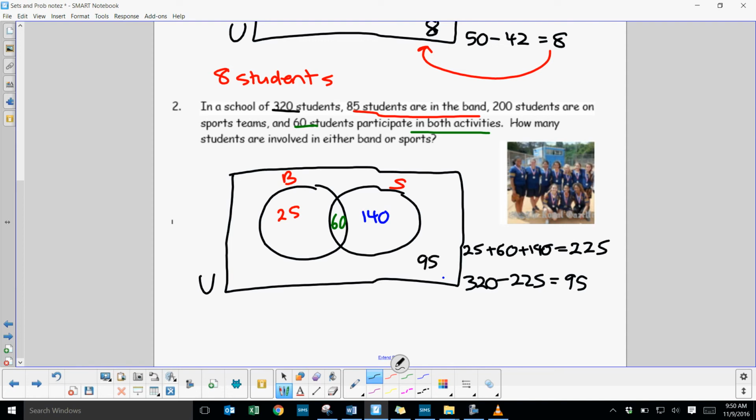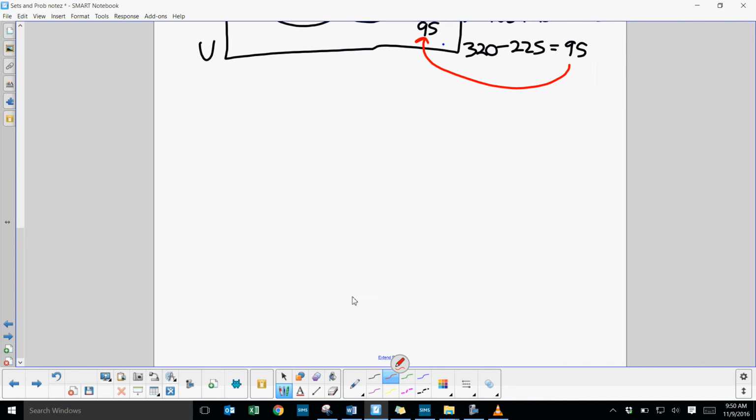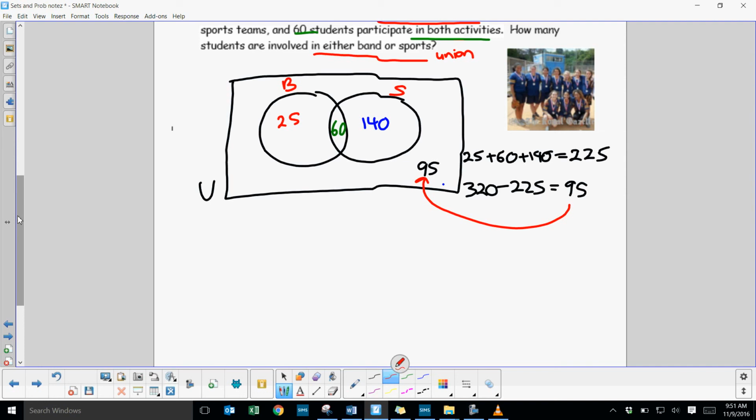Mind you, we didn't even need to work that part out because all they want to know is how many are involved in either band or sport. So by that, they want the union. So the union is the three numbers inside the sets added together. Let's go back to here. So the union would be 25 plus 60 plus 140, which we worked out over here anyway, is 225 students. That is the answer to this one.